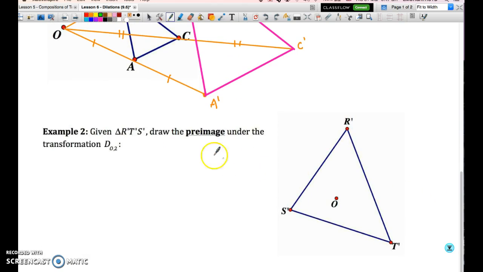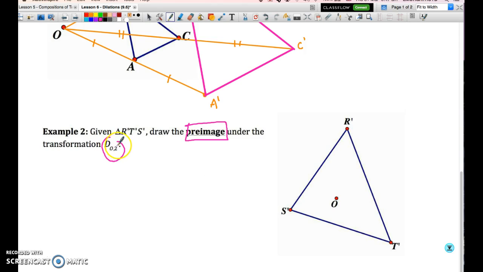If we come down to example number 2, what we've got to realize now is we have once again been asked to do a dilation, but this time we've been asked to find the pre-image. Remember, when we're finding the pre-image, we're going backwards, we're reversing it. And so essentially what we have here is triangle R prime, S prime, T prime has been created by a dilation centered at O with a scale factor of 2.